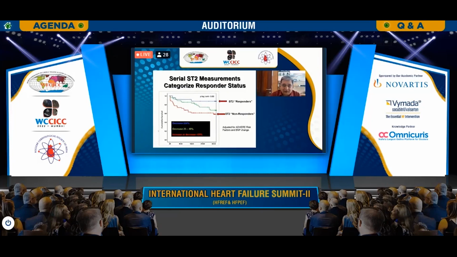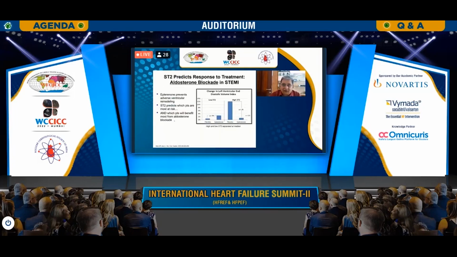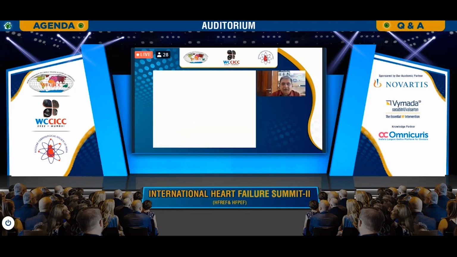And as a part of treatment, those who respond to treatment by lowering their ST2 levels by 50% have the best survival. And that is how we will be able to judge the response to therapy. Aldosterone blockade is known to reduce ST2 levels. And where to start aldosterone? Those with the highest ST2 levels respond best. So that is why ST2 estimation adds very good value to the natriuretic peptides.